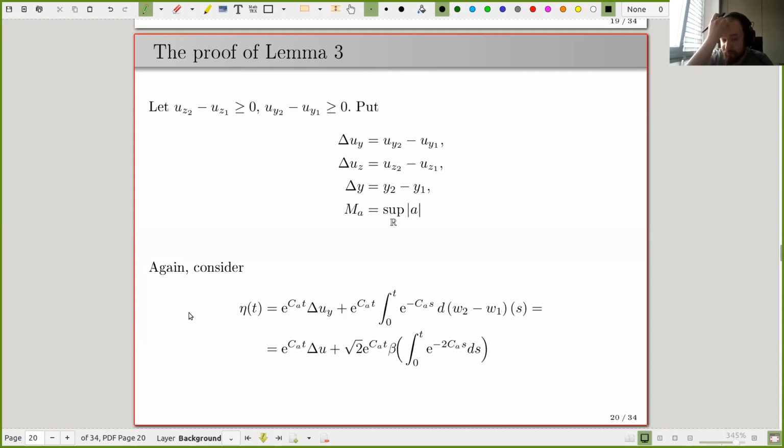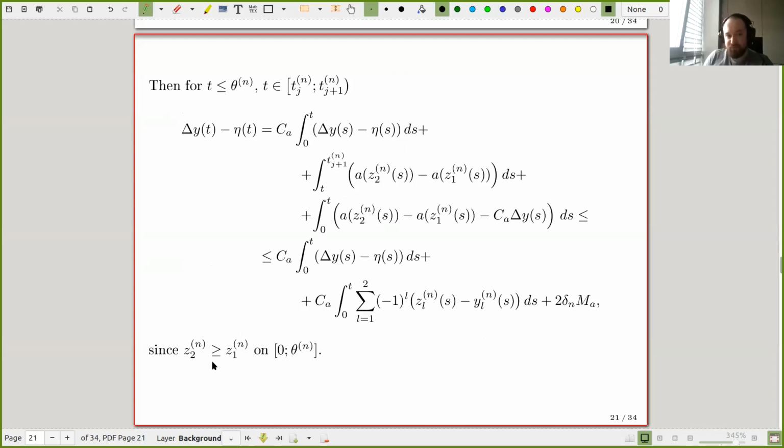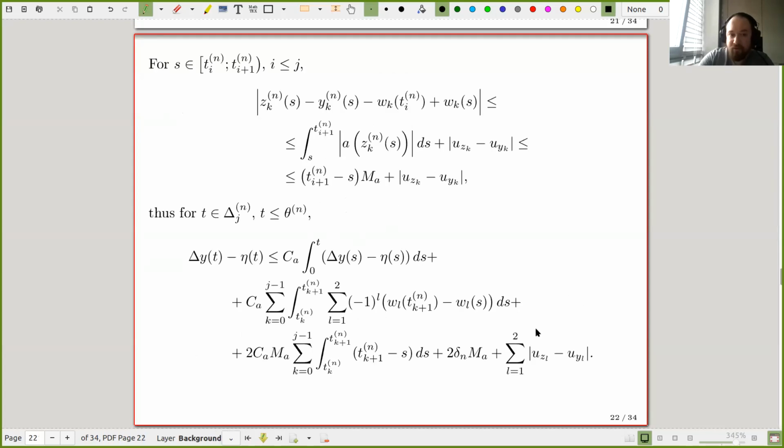Let me give a sketch of the proof. So again, we introduce some differences of the initial points for the process y, differences for the initial points for the process z, difference of the processes y, and m_i is just the supremum of i of function a, which is now finite. Again, we introduce the same process eta. However, now when we consider the difference between delta y and eta, we obtain a good term and some correction, which is random. It can be estimated in some sense due to some technical and obvious relations.